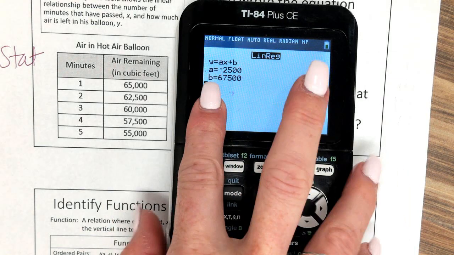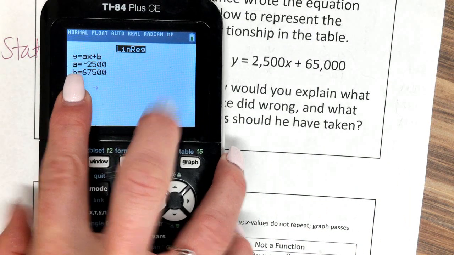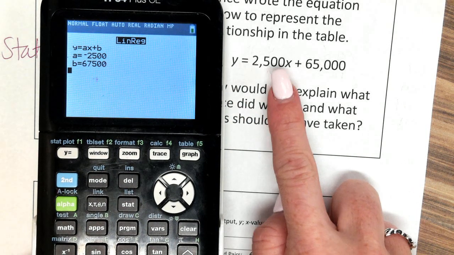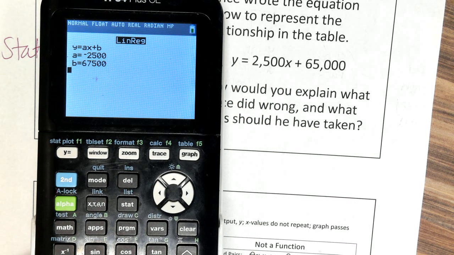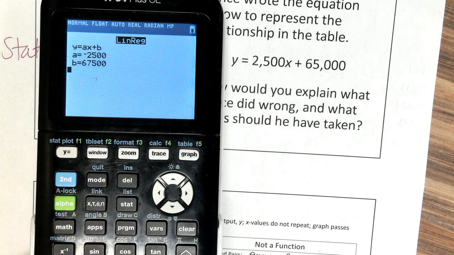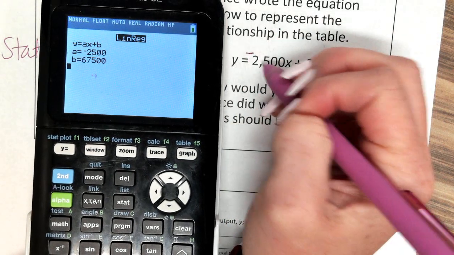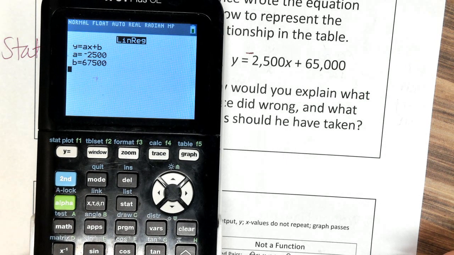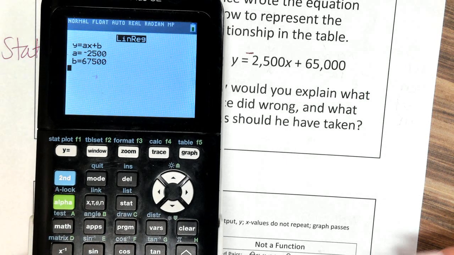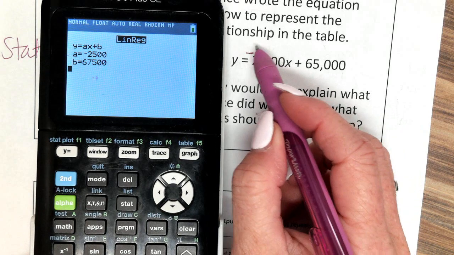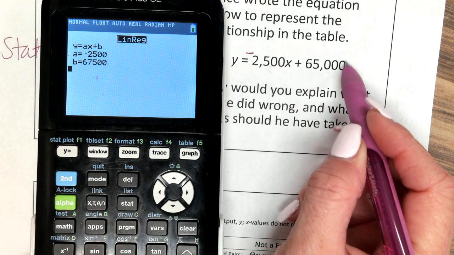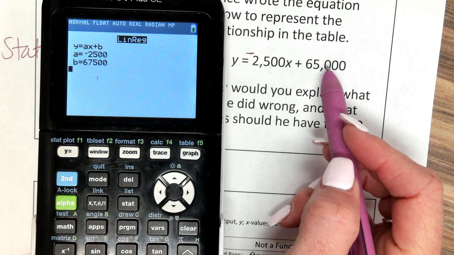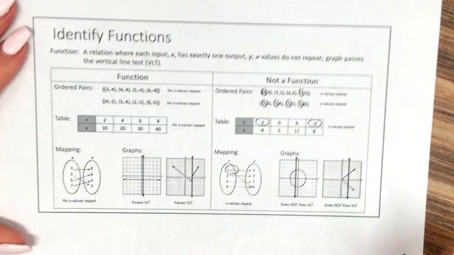All right, here is our equation. What did he do wrong? Is his correct? No. What did he do wrong? He forgot to put the negative for the slope. Is that a common mistake students make? Yes. This is the slope. This is the y-intercept, also known as starting amount. All right, let's go to functions.